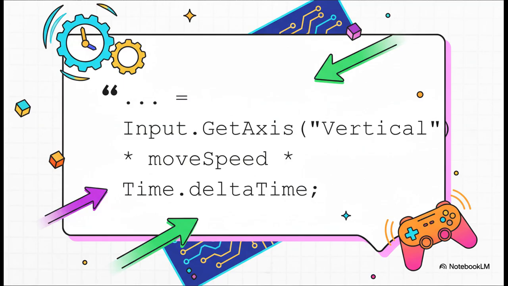And once again, the solution is just beautifully simple. We just pop Time.deltaTime right on the end of the line. And just like that, we have now made both our steering and our movement completely frame rate independent. Go ahead and save your script, and let's jump back into the Unity editor.